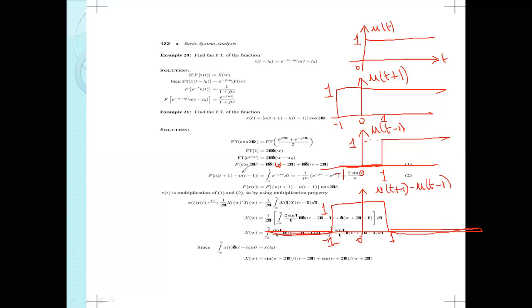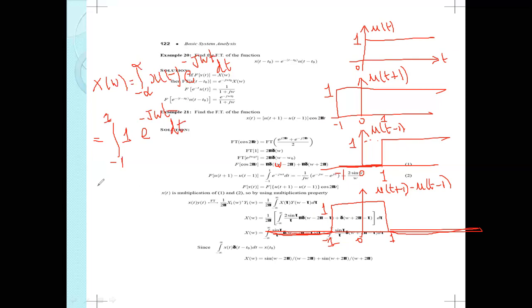So the Fourier transformation of this function: what is the Fourier transformation formula? X of omega is equal to the integral from minus infinite to infinite of x of t e power minus j omega t dt. What is x of t here? The value from minus 1 to 1 is 1 only. So the integration becomes minus 1 to 1, the value of x of t is 1, into e power minus j omega t dt.